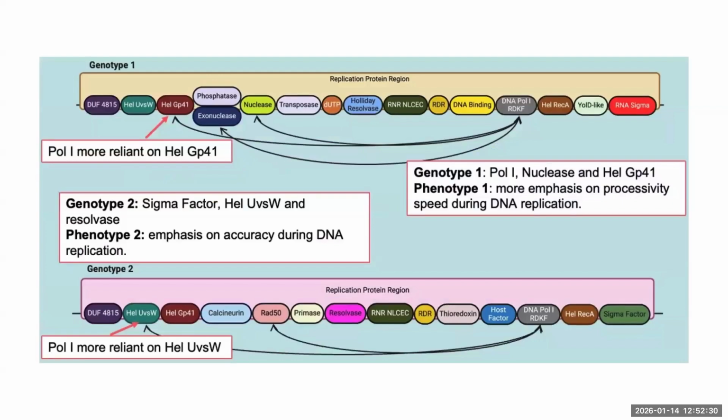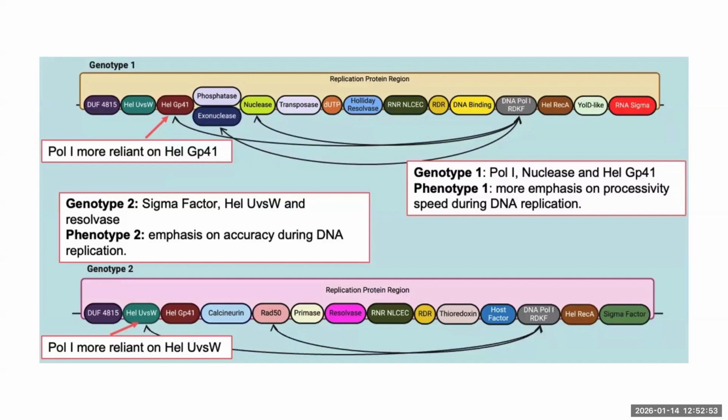So looking at a few of these, the hypothesis was that maybe genotype 1 we can associate with a phenotype where we have more emphasis on processivity and speed during DNA replication. And phenotype 2, we can associate with emphasis on accuracy during replication.